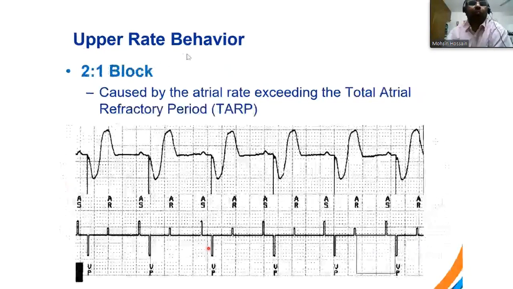And 2:1 behavior is caused by the atrial rate exceeding the total atrial refractory period rate. In that case, there is 2:1 block. We can see here an atrial pace, then another lost beat, atrial and ventricular capture, then another capture loss. So there is 2:1 block in the ECG.